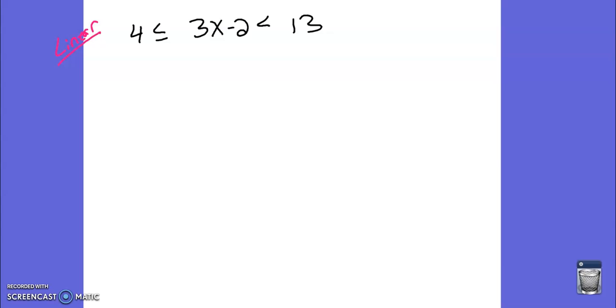All right, so let's try another one. Again, we're going to solve this compound inequality. This is linear again, linear because it's x to the first. And so we're going to get 3x. We're going to add 2 to every section. Add 2 in the middle, add 2 on the right, add 2 on the left. And then divide by 3.